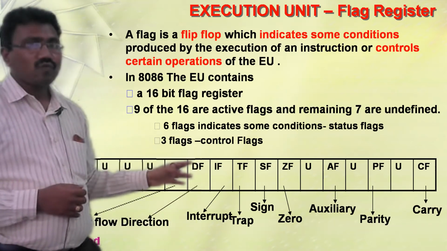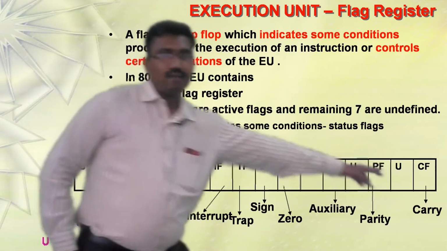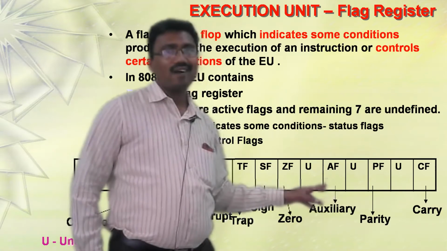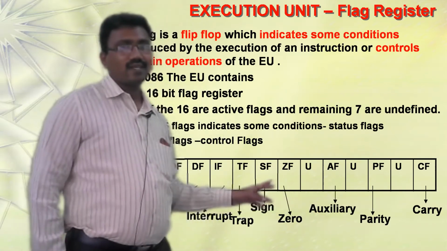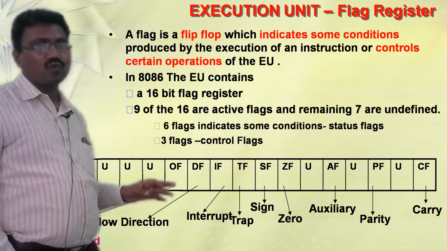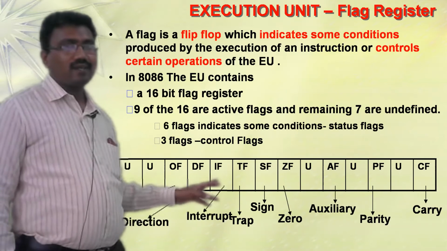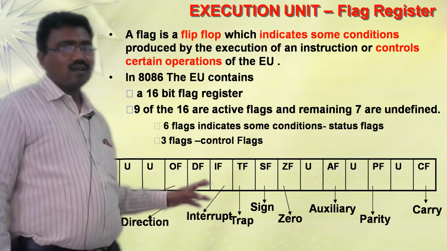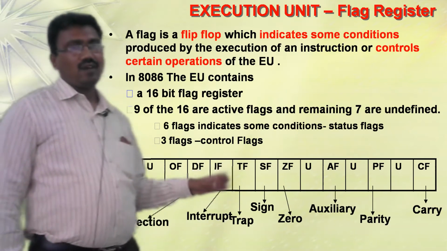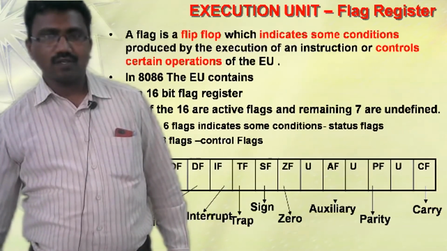And what are the 6 condition code flags? They are status flags. What are the 6? Carry flag, parity flag, auxiliary carry flag, zero flag, sign flag, and one more, overflow flag. These 6 are condition code flags. What about the 3 control flags? Trap flag, interrupt flag, direction flag. Now we'll see one by one what the condition code flags are.